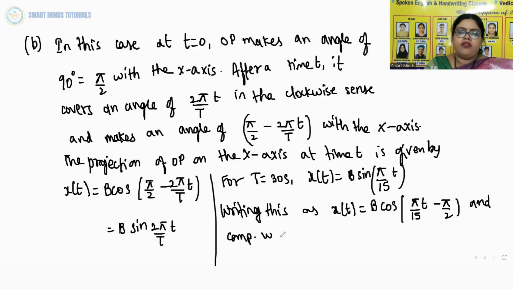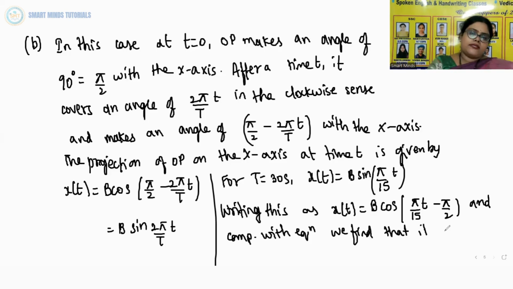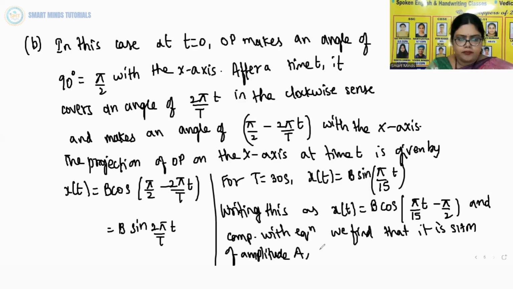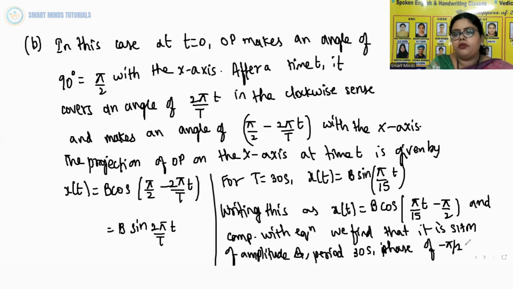And comparing with the equation, we find that it is SHM of amplitude B, period 30 seconds and initial phase of minus pi by 2.